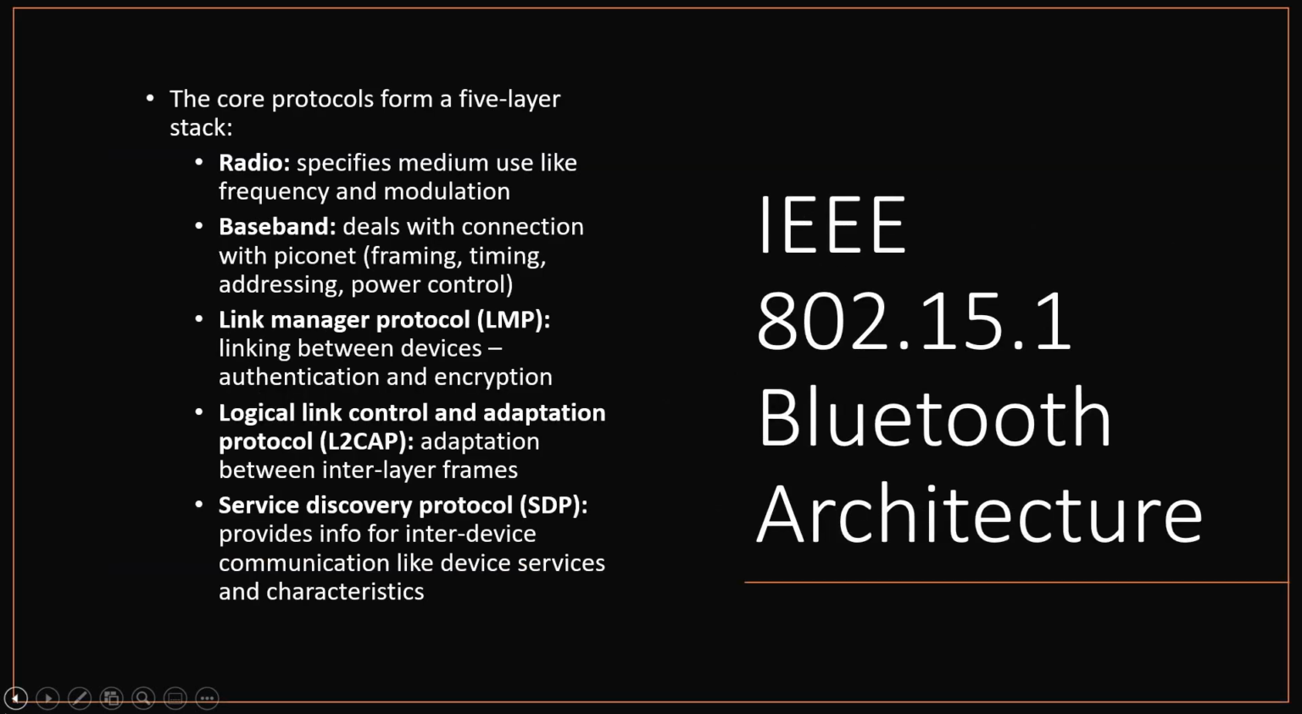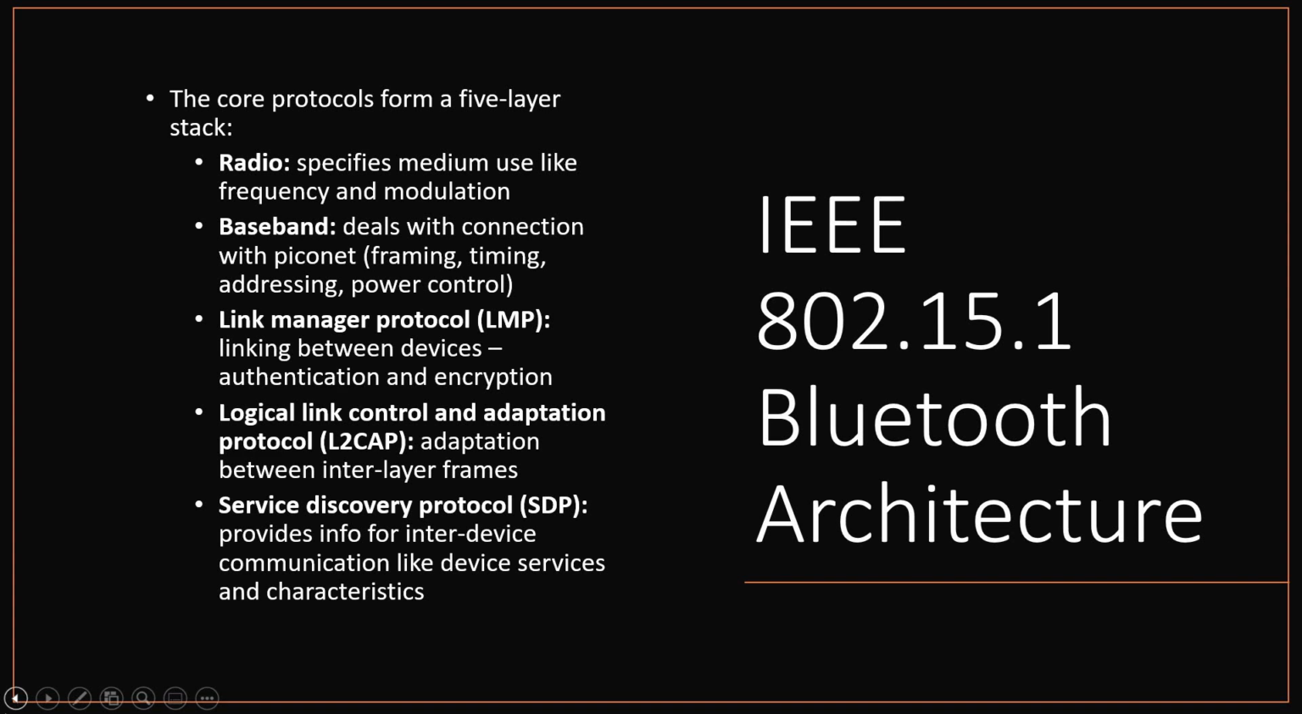So the core protocols form a 5-layer stack, and these are the layers. We'll go through each of them one by one. The first one is the radio layer, which specifies how the medium will be used and how efficiently the radio will be used.